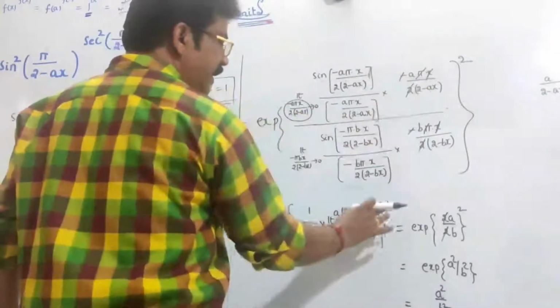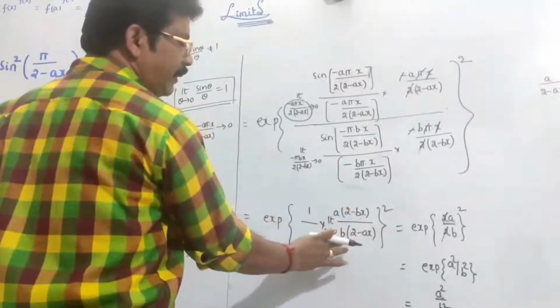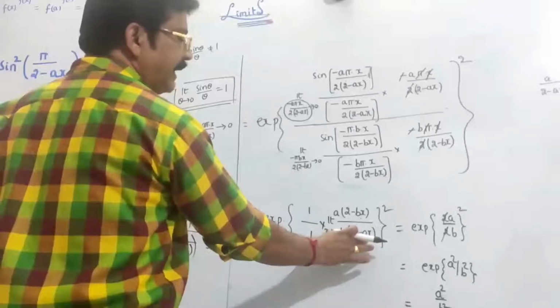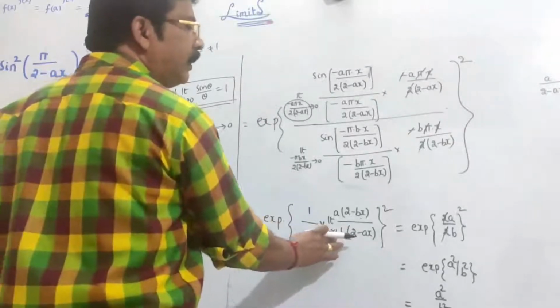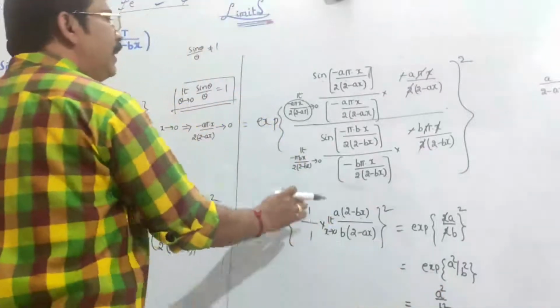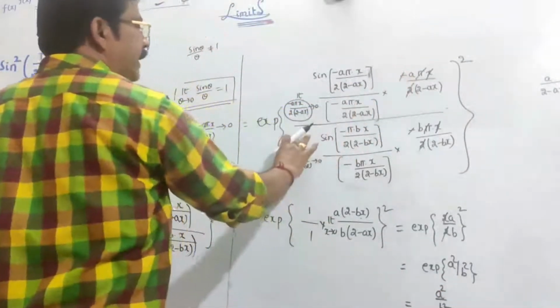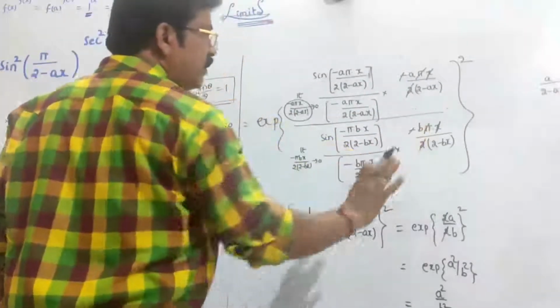On simplification we are getting this one, a into 2 minus bx divided by b into 2 minus ax. By putting x equal to 0, we are obtaining e power a square by b square. Actually, it also tends to 0 and limit tends to 0. Here tends to 0, limit tends to 0.